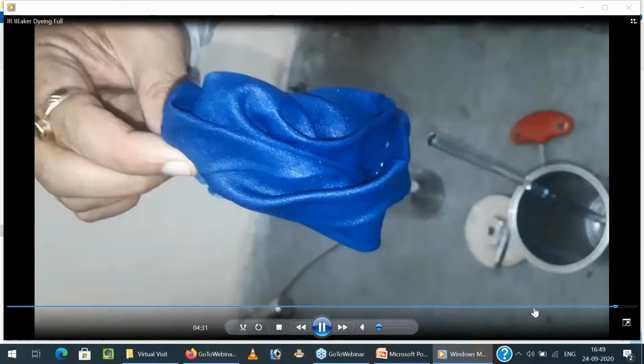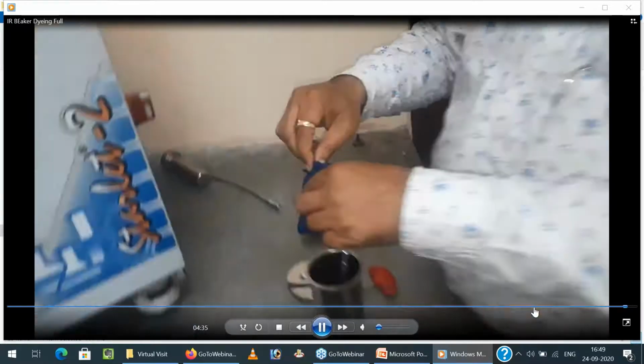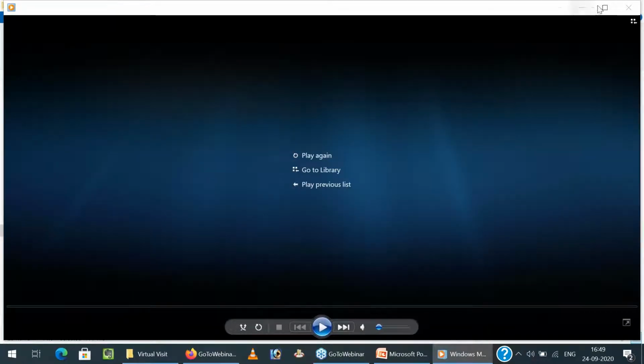Now he has added that blue dye. It has completely exhausted, and you can see the rest of the spent water is almost colorless. So when you dye polyester at 130, you get a complete fixation of the dye.